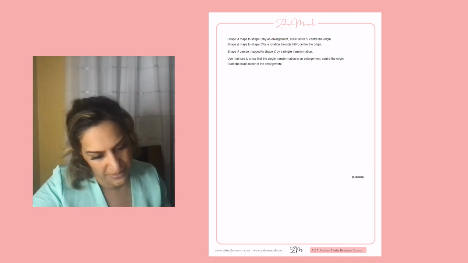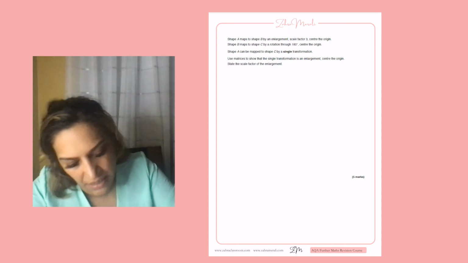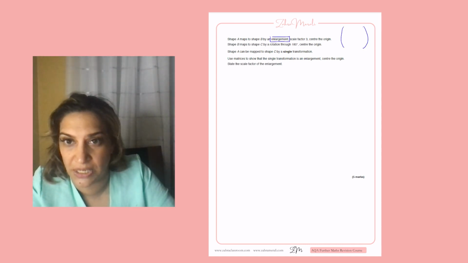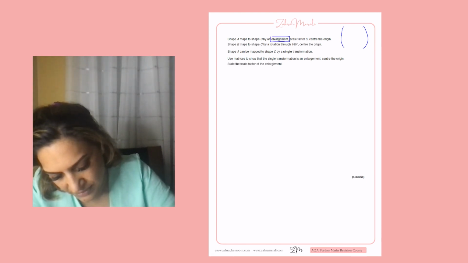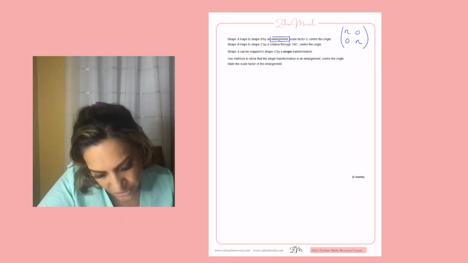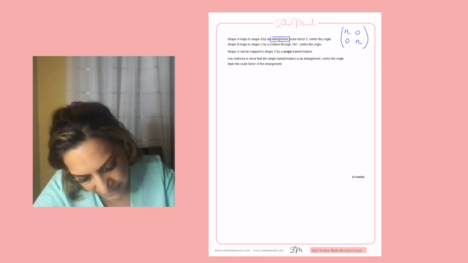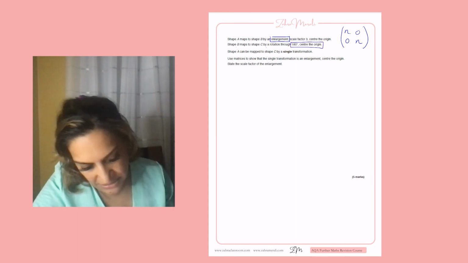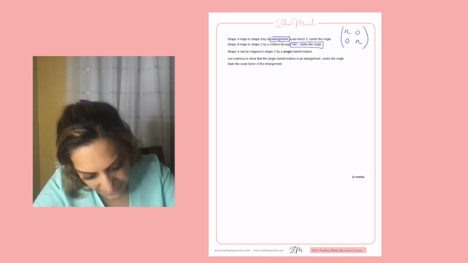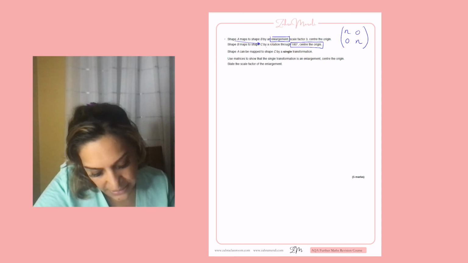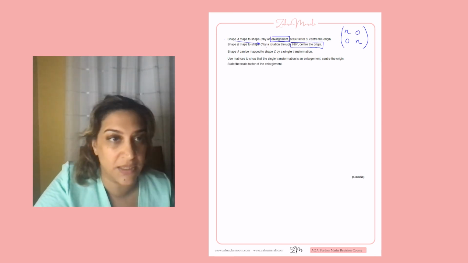So we've got shape A maps to shape B by an enlargement. Now remember, an enlargement is going to look like, let's call it n, whatever the value of the enlargement is, if that's around the origin, center the origin. Shape B is a rotation of 180 degrees. Shape A can go straight to shape C. And you're going to use matrices to show that it's an enlargement center the origin.